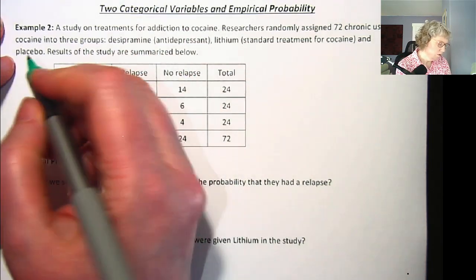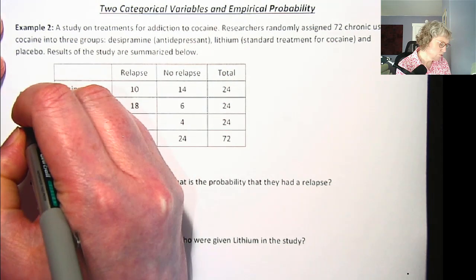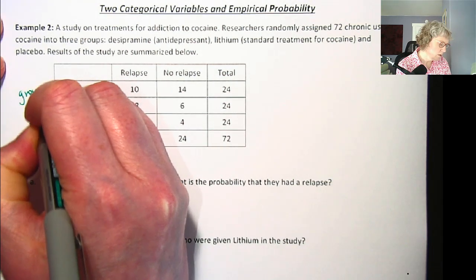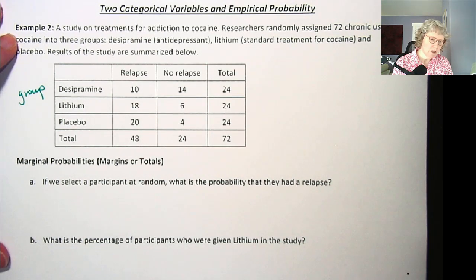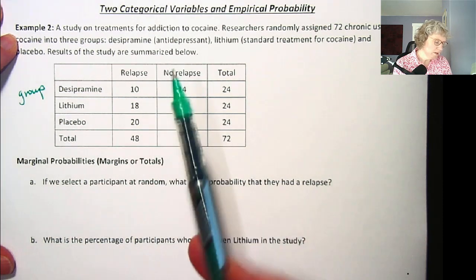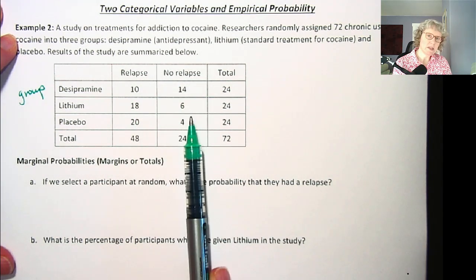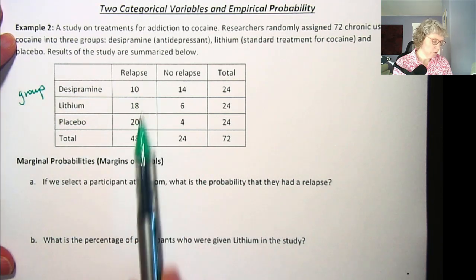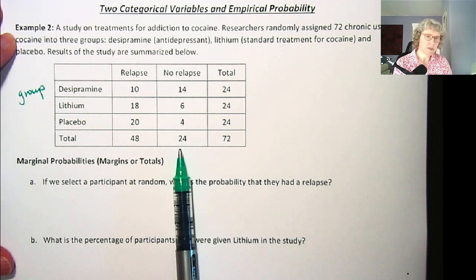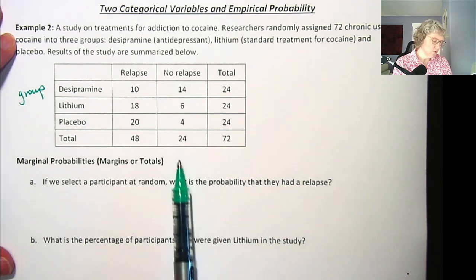So this is one variable, the group that the person is in, the group or the treatment. And then the other variable is whether or not the person had a relapse. So whether they started using cocaine again, that would be a relapse. And if they did not start using cocaine again, that's no relapse.